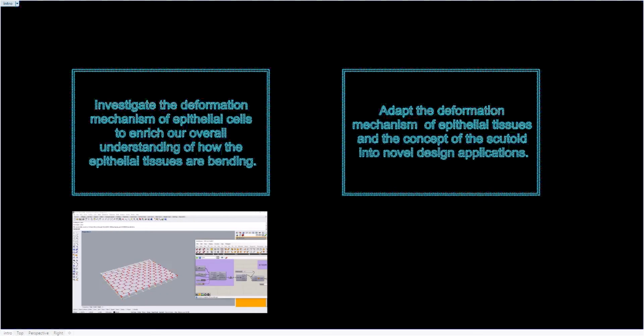In this project, there are two parallel goals. First, we aim to investigate the deformation mechanism of epithelial cells to enrich our overall understanding of how the epithelial cells present the scutoid shape, by setting up a series of parametric toolkits from the perspective of design research instead of cell biology. Specifically, this project looks into dialectical relations between global morphology and individual units through computational simulation and material study.